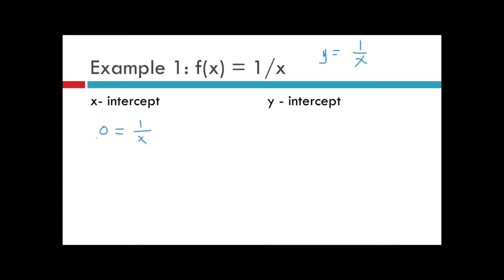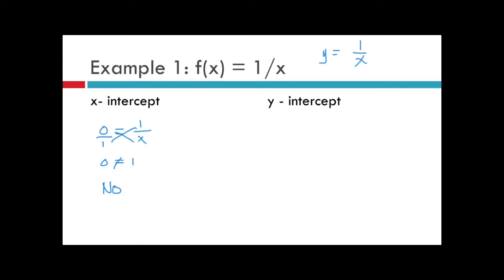Now, when we have this equation, we can put 1 as a denominator, and we can cross multiply, or find a cross product, giving you x times 0, which is 0, and 1 times 1 equals 1. Since 0 is not equal to 1, there is no x-intercept in this rational function. So the graph will not touch the x-axis.